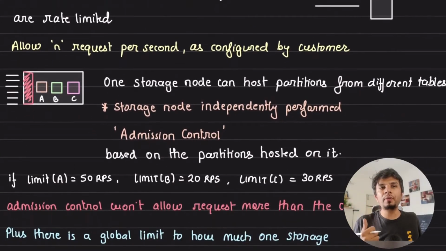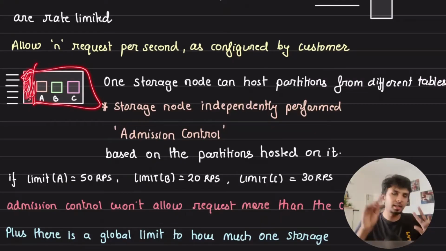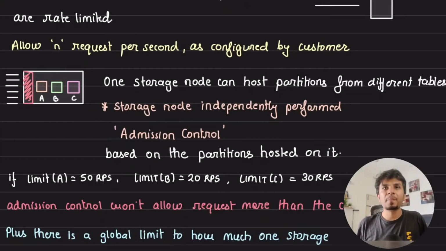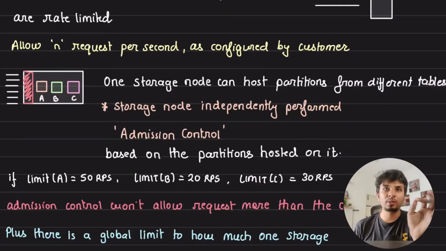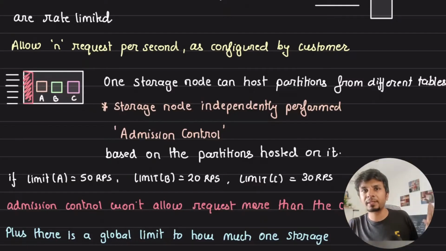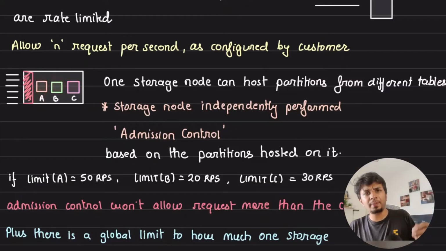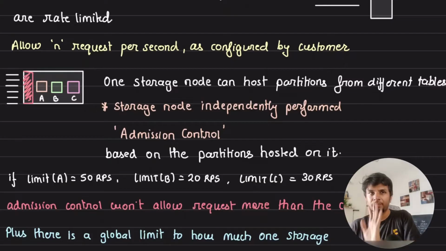So what do we want is, on a storage node, you would have a small component running for admission storage control, called admission storage control, call it anything, right? But the idea is, first of all, one storage node can host partitions from different tables, right? So let's say I have three partitions A, B and C. It is very possible that these three partitions are not from same table. They could be from three different tables, right?